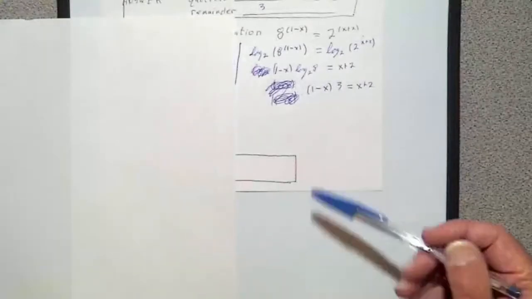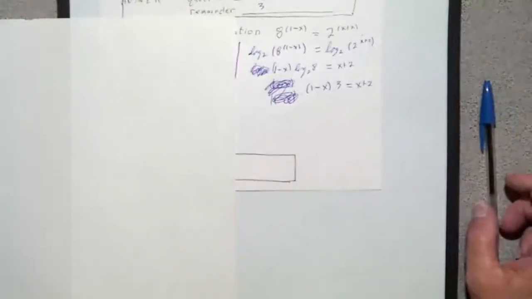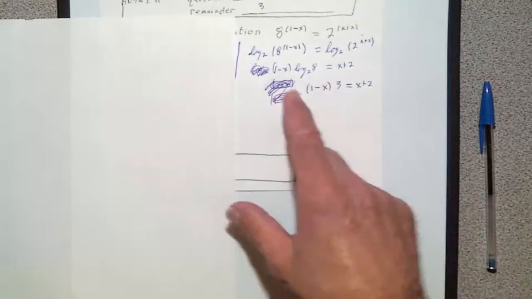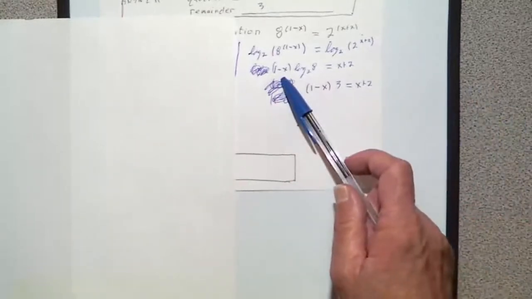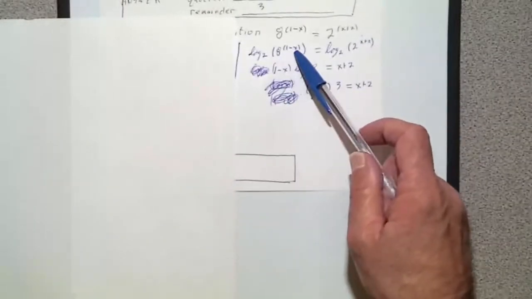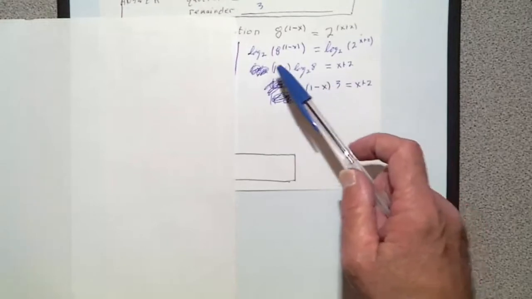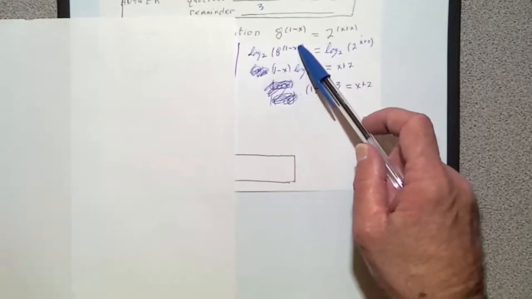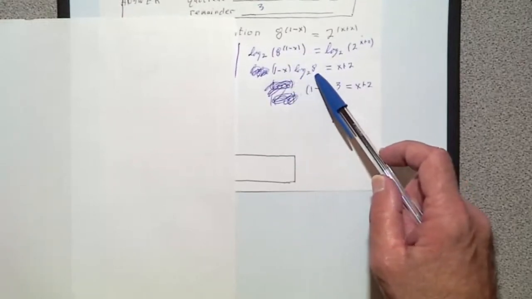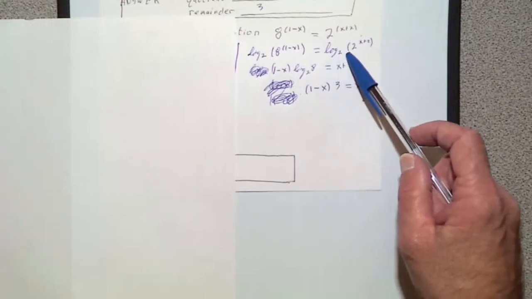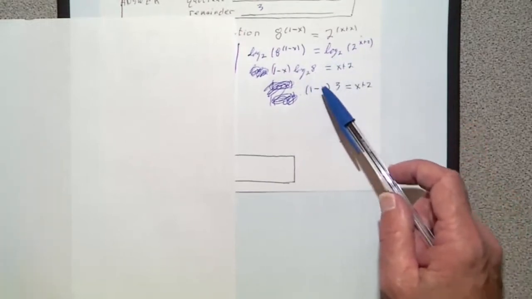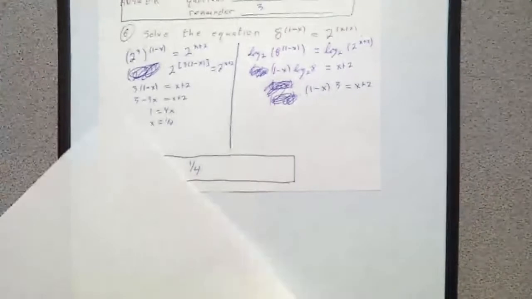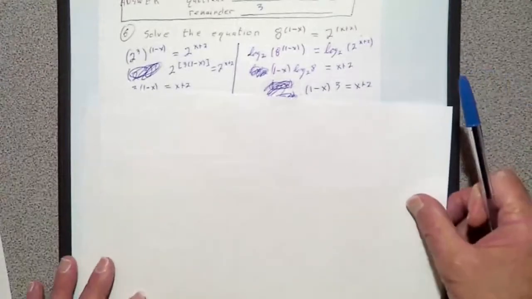An alternative approach would be to take the log of both sides, log base 2 of both sides. Now we use the power rule for logarithms. Log base 2 of 8 to a power is the power times log base 2 of 8. Here they cancel. Log base 2 of 8 is 3. So you get back the same equation.